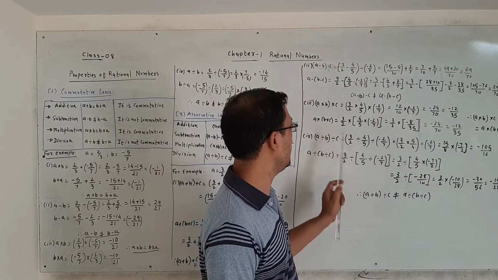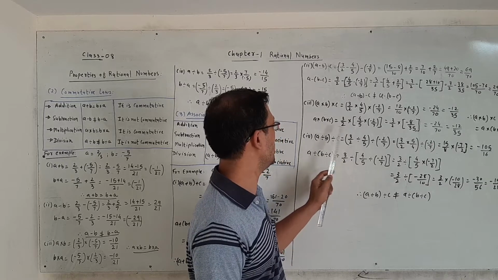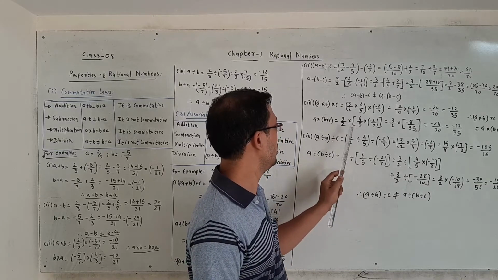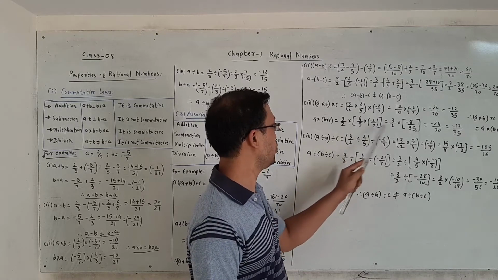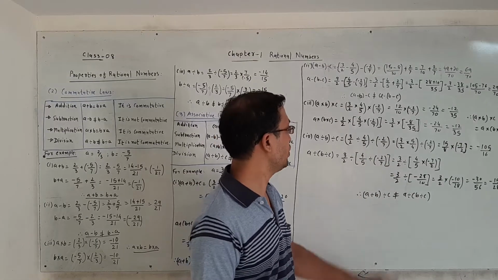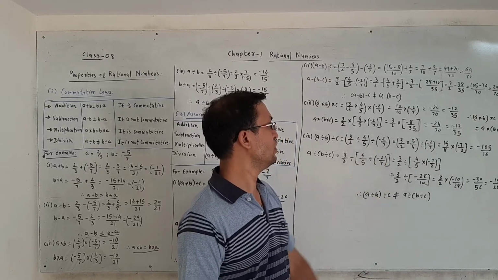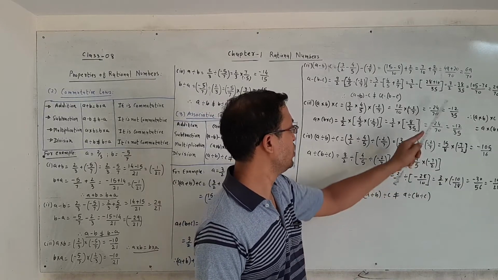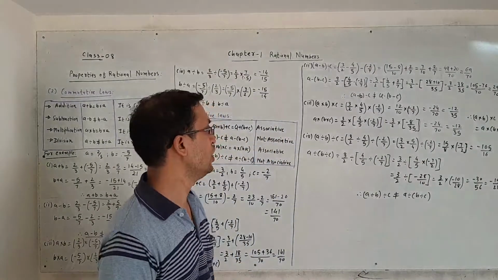a multiply b multiply c. a as it is multiply 4 by 5 multiply minus 2 by 7. 4 times 2 is 8, 3 by 2 as it is, minus 8 divided by 35. 3 into minus 8 is minus 24 divided by 70. It is minus 12 by 35. Both results are equal. Therefore, associative property is true for multiplication.